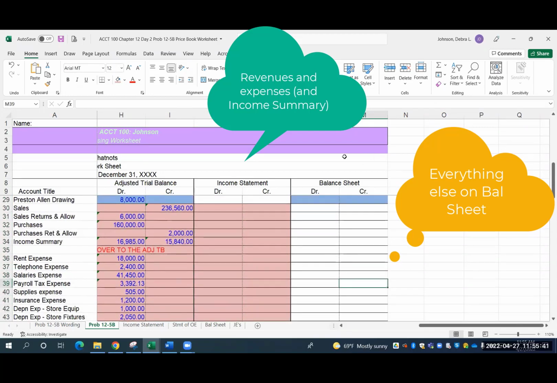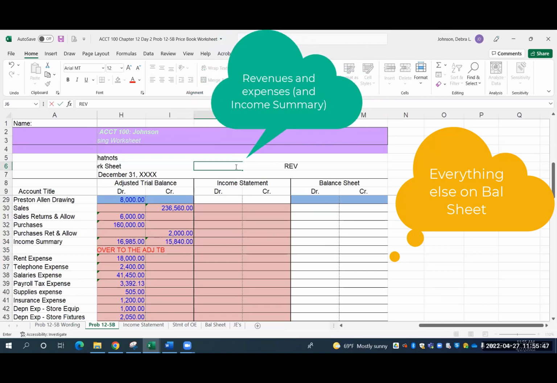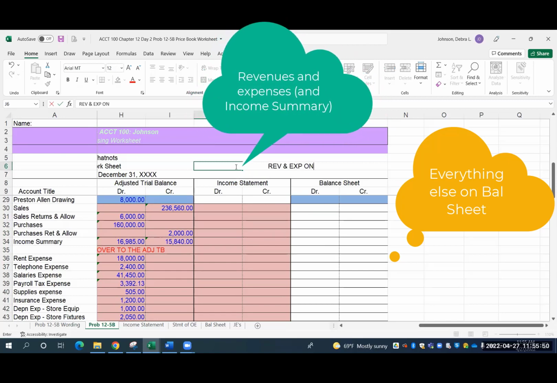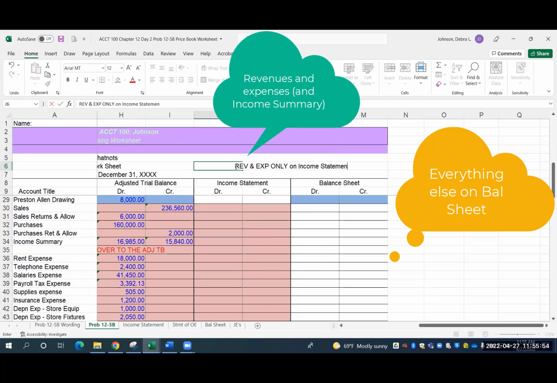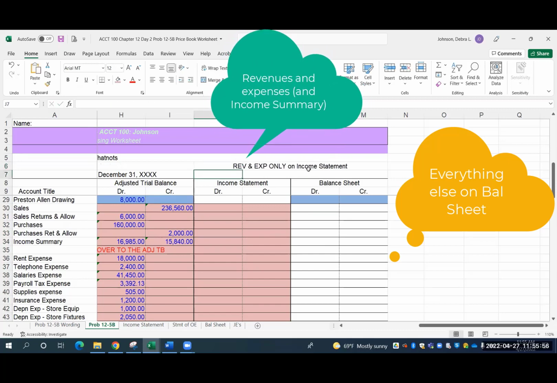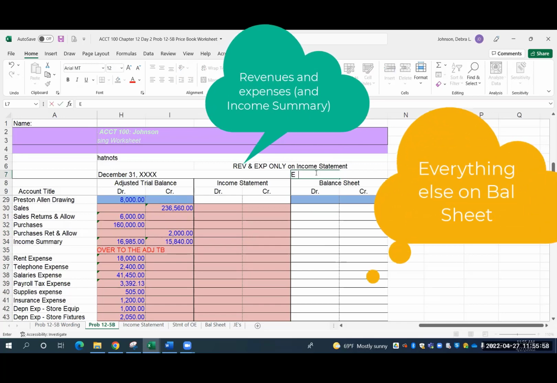Okay, so someplace up at the top here, I would write a note to myself that the income statement is for revenue and expenses only. And everything else by default goes on the balance sheet.